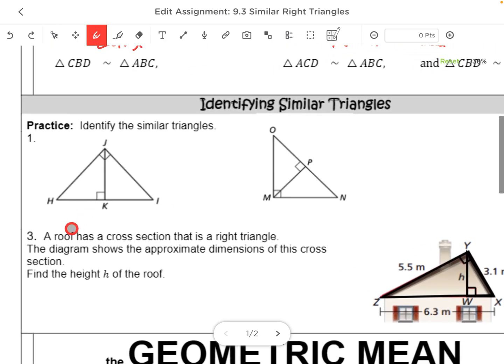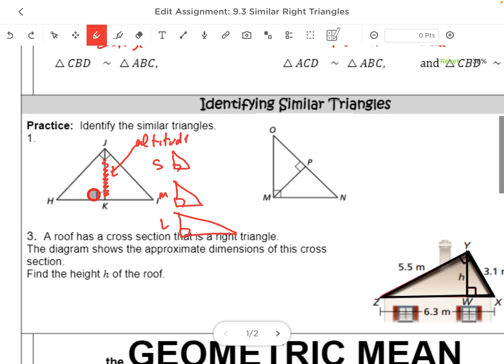Keeping that in mind, let's practice this. It says identify the similar triangles. We see that this large one over here is a right triangle, and this altitude is going to be our altitude. It makes three triangles, one right there and one right there. Sometimes these two are equal, but we're still going to consider one to be the small, one to be the medium, and one to be the large. Small, medium, and large.